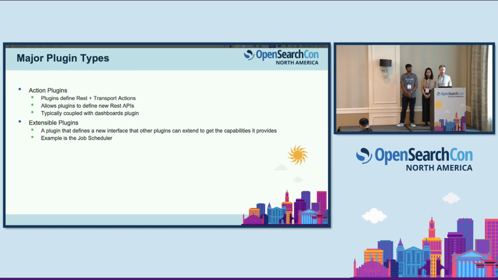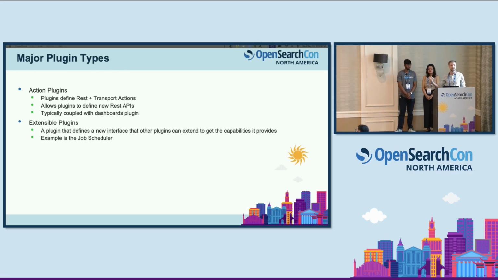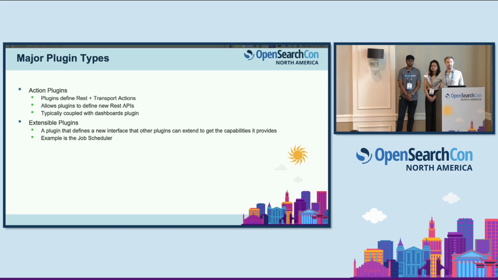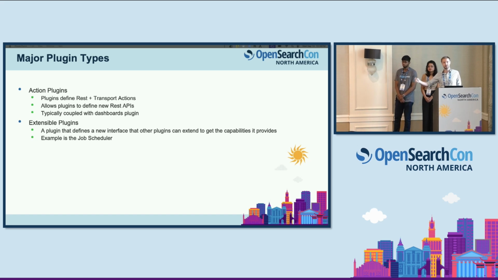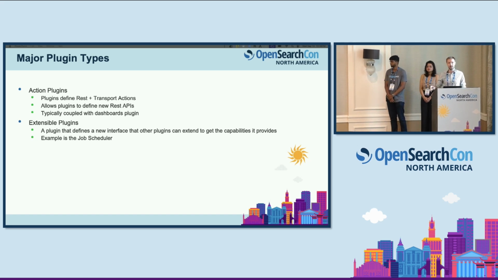And then extensible plugins actually let you define extension points outside of the core code base. So you don't necessarily even need your extension point to live in the core code base, and you can define relationships between plugins. We'll go a little bit deeper into that in just a moment. But the quintessential example of this is the job scheduler plugin. If other plugins want job scheduling capabilities, they might extend the job scheduler, where the extension point is defined in the job scheduler plugin and not the main OpenSearch repository.